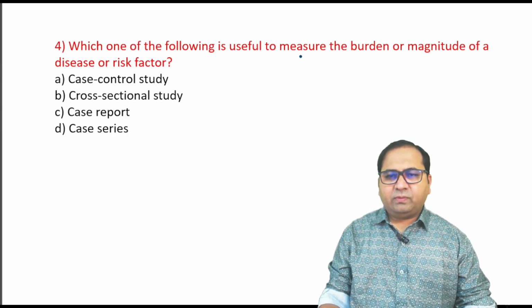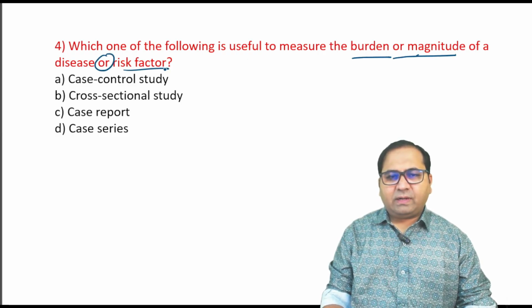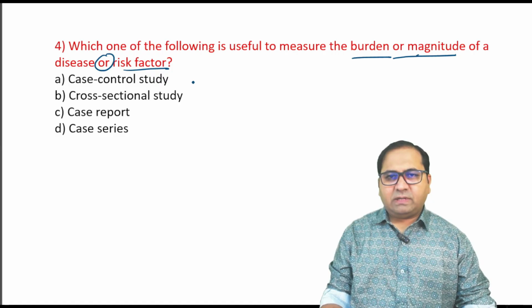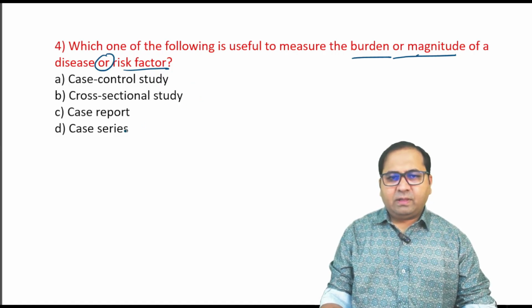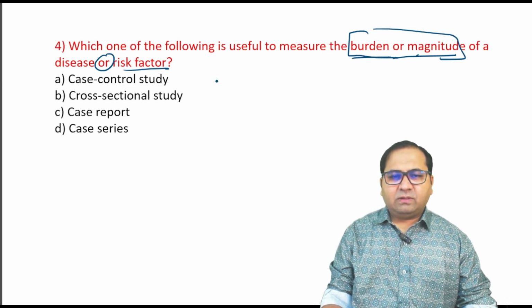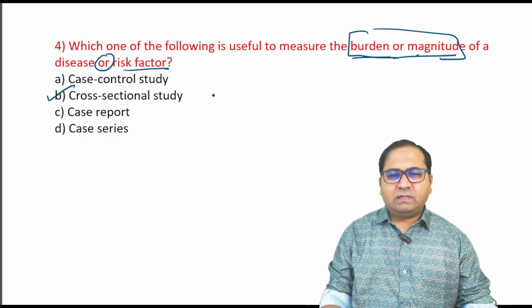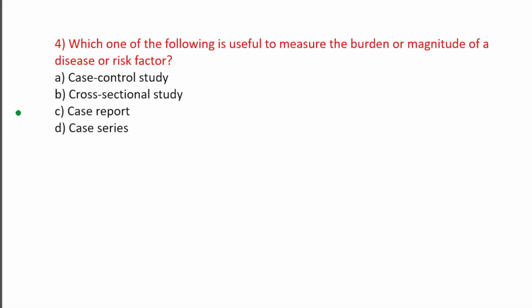Which one of the following is useful to measure the burden or the magnitude of a disease or a risk factor? The options they gave are A. Case control study, B. Cross-sectional study, C. Case report, or D. Case series. What is the answer for this question? Which one of the following is useful to measure the burden or magnitude plus risk factors? Among the options given, option B, that is cross-sectional study, is the answer.